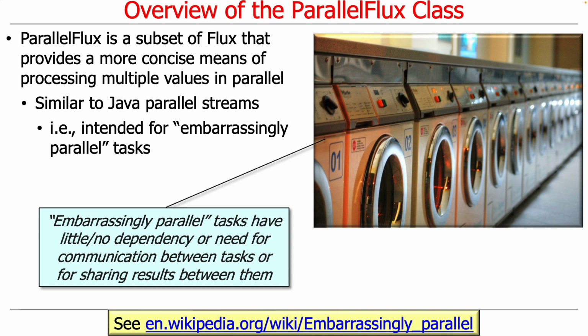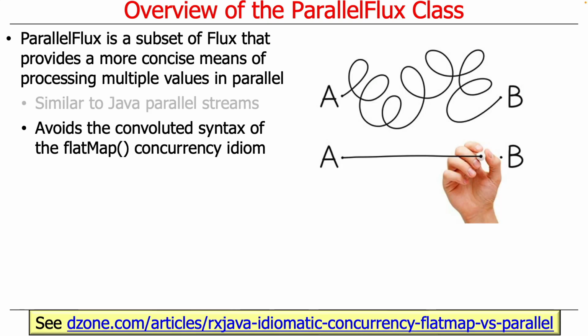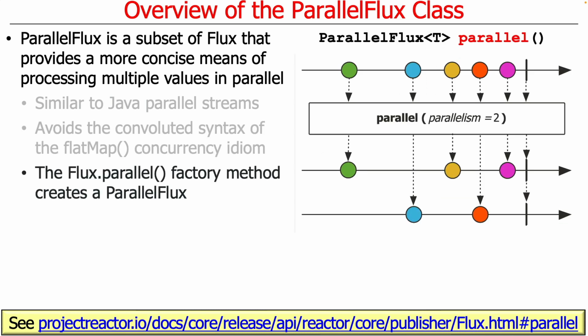So recall that an embarrassingly parallel task is one where there are little or usually no dependencies between the tasks, so they can each run in parallel on separate cores without having to worry about any contention for shared resources. And it avoids the convoluted syntax of the flatMap concurrency idiom. So rather than doing this, it does something that's a little bit more straightforward.